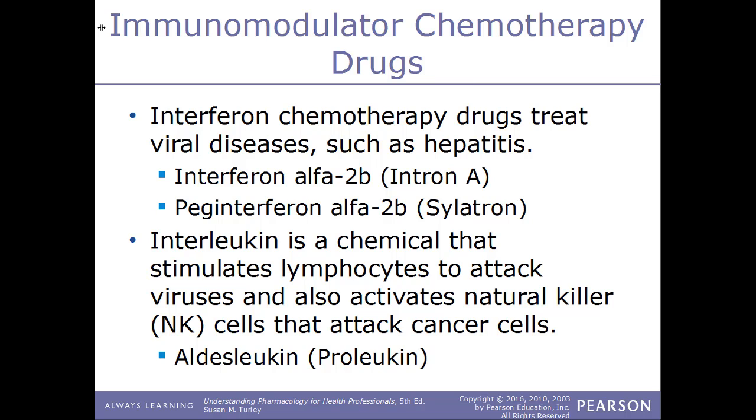Another example of an immunomodulator drug would be interleukin. Interleukin is a chemical that will stimulate lymphocytes to attack viruses and also activates the natural killer cells, or the NK cells, that look for and attack cancer cells. An example of this kind of drug would be aldesleukin, known by its trade name Proleukin.